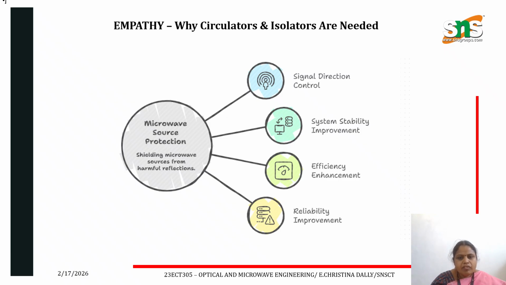So why do we need the circulator and isolator? The first main thing is protection. In microwave systems, the sources can be harmful and we have to protect against that. So we go for signal direction control, system stability improvement, enhanced efficiency, and the main purpose is reliability improvement.